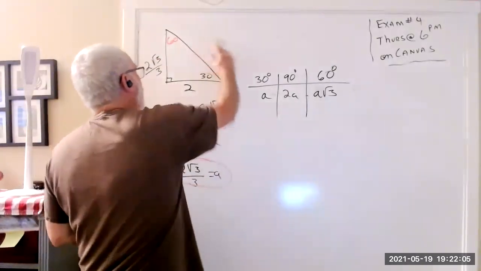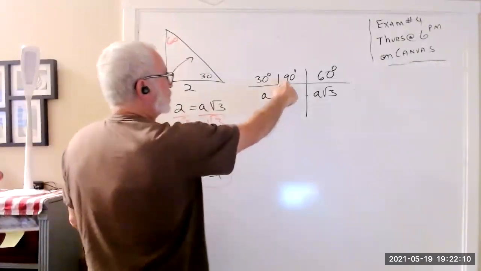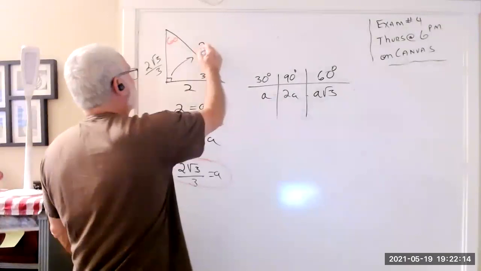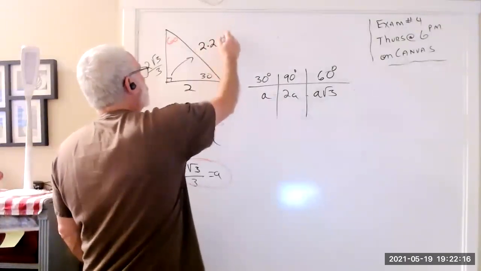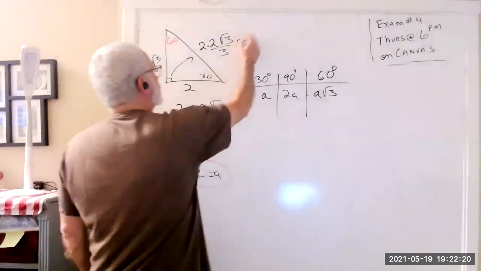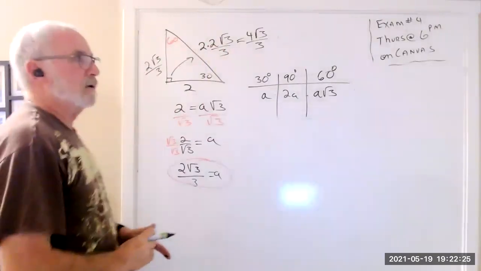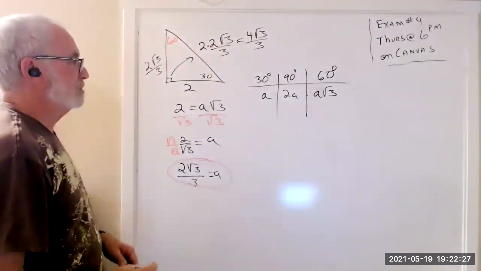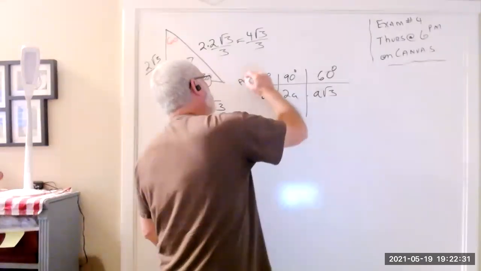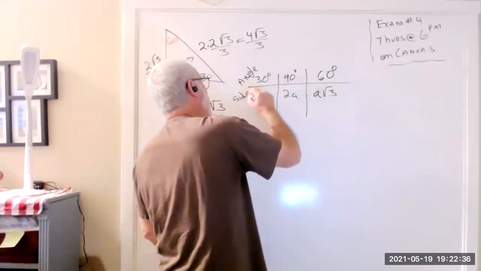So this side is opposite the 90-degree angle. It says opposite the 90-degree angle, I'm going to go 2 times the A side. So this is going to be 2 times 2 radical 3 over 3. So this is 4 radical 3 over 3. This is my angle. And this is the side opposite it.